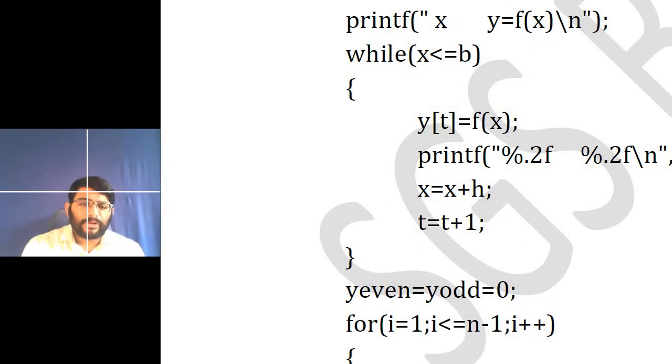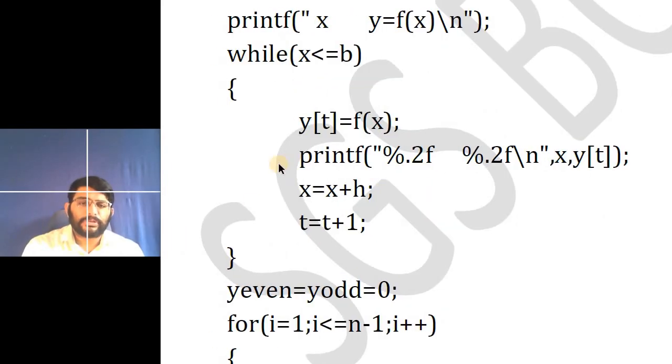Y of t is equal to f of x. So at first we are calculating the value of f of x, right? Based on x, calculate the y value, calculate the f of x value, store it in the y array. Then after that, x is equal to x plus h. After 0 we have to add 1 by 6, then again 1 by 6, then again 1 by 6. So for the x value I am adding the h value again and again. t is equal to t plus 1.